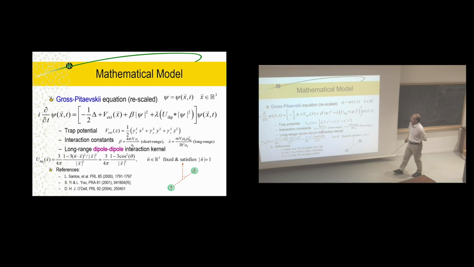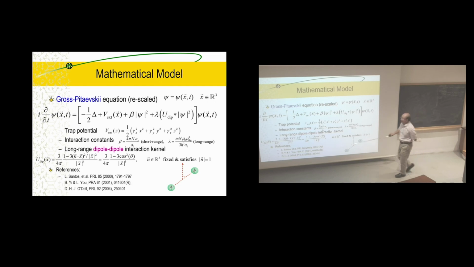This is called theta. So this is U dipole of x, for any position x, defined as 3 over 4 pi, times (1 minus 3 (n dot x)^2 over |x|^2), over |x|^3. In other words, it can be written as (1 minus 3 cosine squared theta) over |x|^3. This theta is this one. So this is my x vector, this is my n vector. n is the dipole orientation, and x is between the two dipoles.